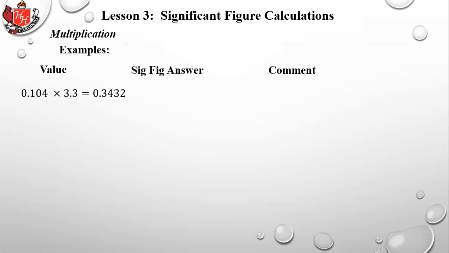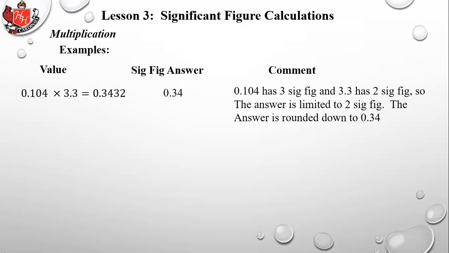Okay, how about this? First thing is, look at which of the 2 numbers being multiplied has the least number of significant figures. And now you're going to take that answer. That answer has 4 significant figures, so you're going to have to round that to 2 significant figures. So what would that answer be with 2 significant figures? The answer is 0.34. That second 3, the one on the right, is the rounding digit, and it rounds the 4 back down, so it stays at a 4. So 0.104 has 3 sig fig, and 3.3 has 2 sig fig, so the answer is limited to 2 sig fig. The answer is rounded down to 0.34.